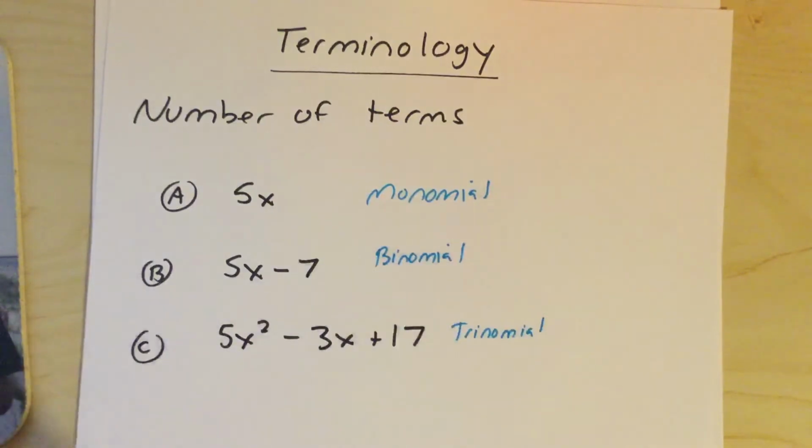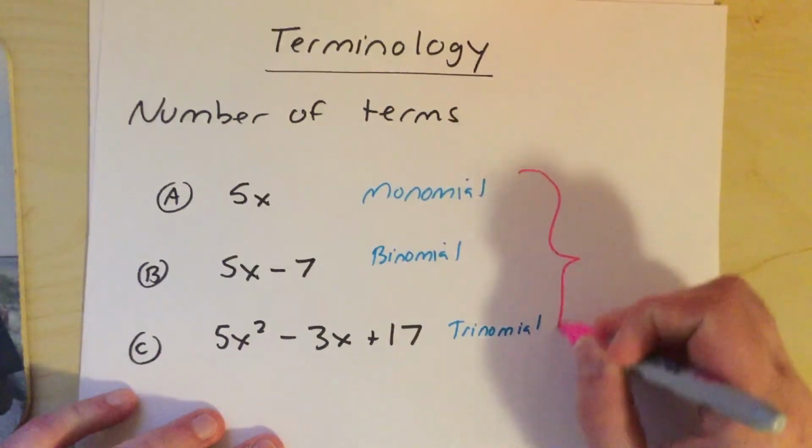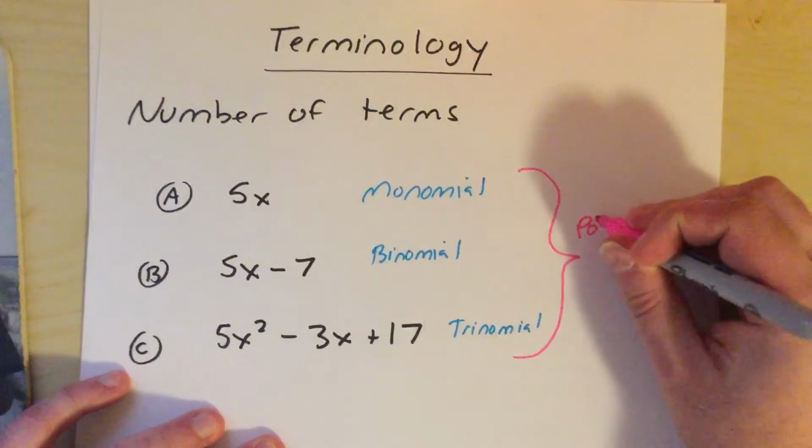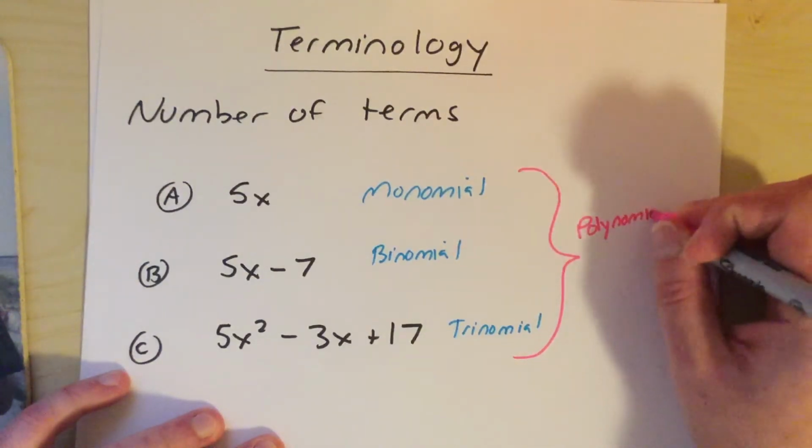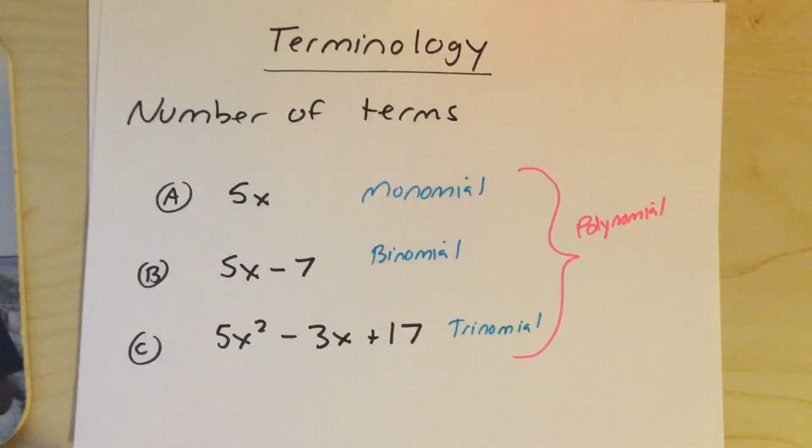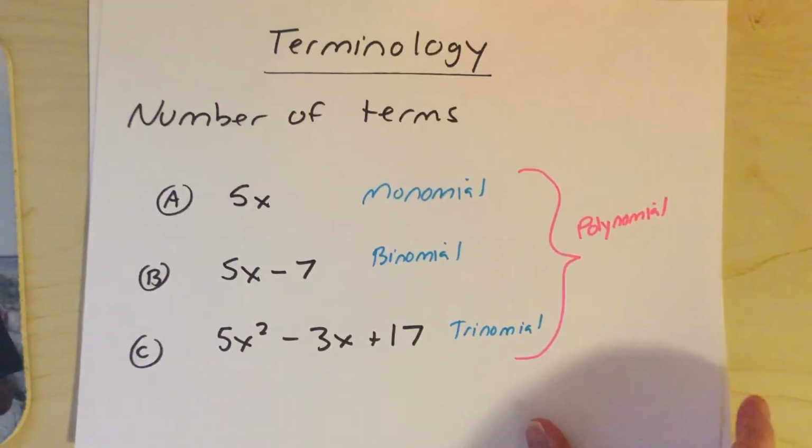And I think it's a quadnomial, quinnomial, and it continues on, and so on and so forth. All of these are polynomials. Poly just means many, which interestingly enough, does include one term. So a polynomial just means something with some terms.